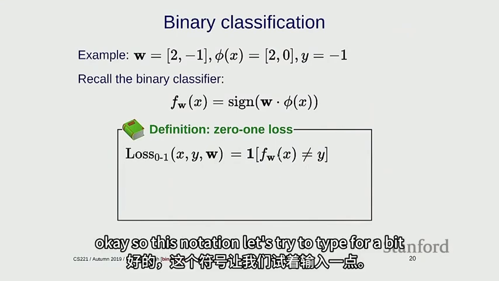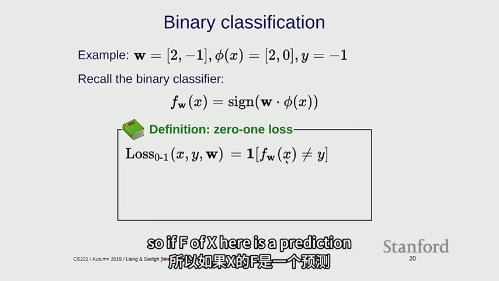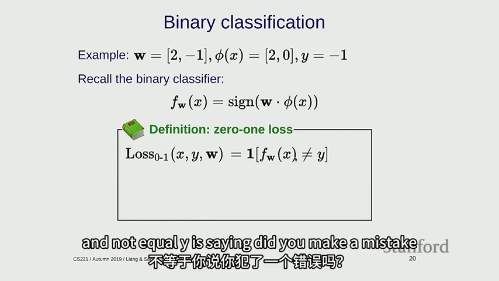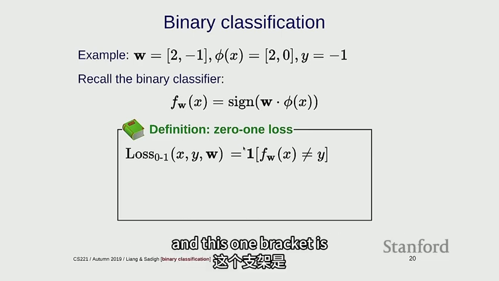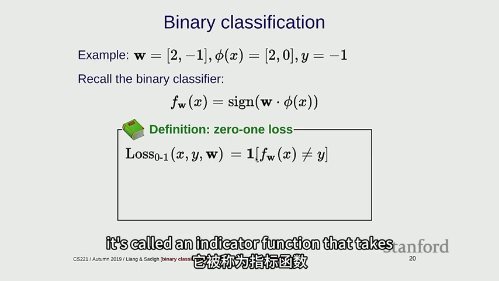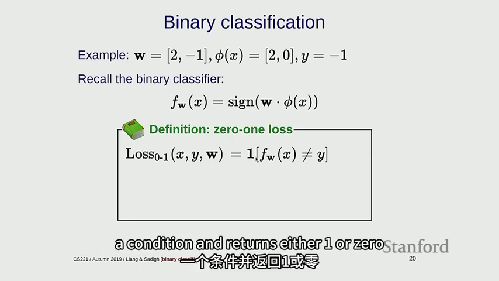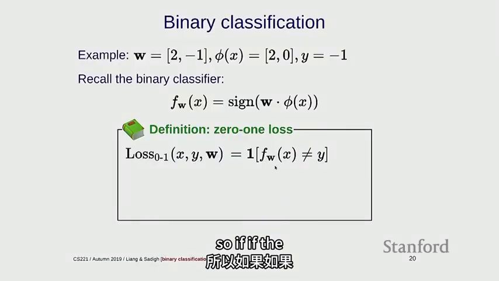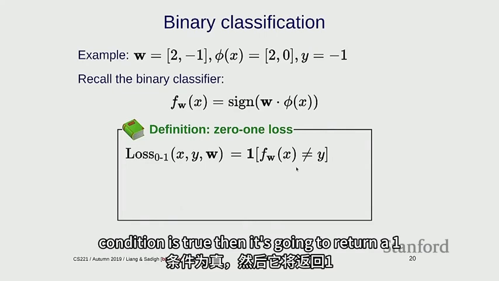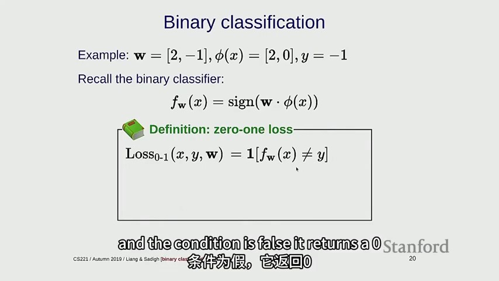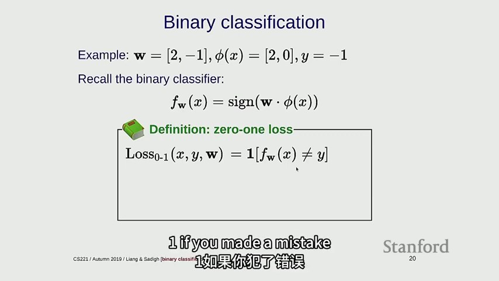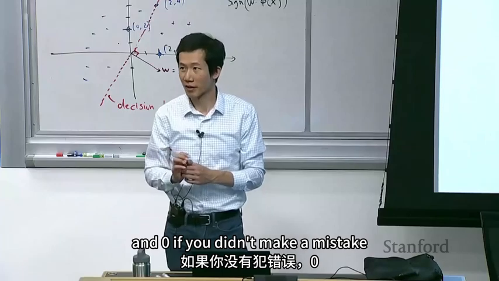Okay, so this notation, let's try to decipher a bit. So f of x here is the prediction when the input is x, and not equal to y is saying, did you make a mistake? So think about it as a Boolean. And this 1 bracket is just notation. It's called an indicator function that takes a condition and returns either 1 or 0. So if the condition is true, then it's going to return a 1. And if the condition is false, it returns a 0. Okay? So all this is doing is basically returning a 1 if you made a mistake and 0 if you didn't make a mistake.